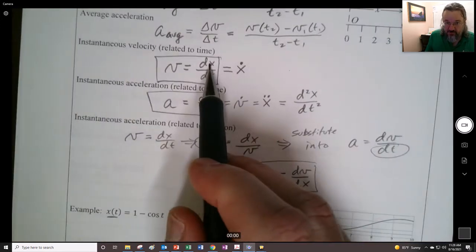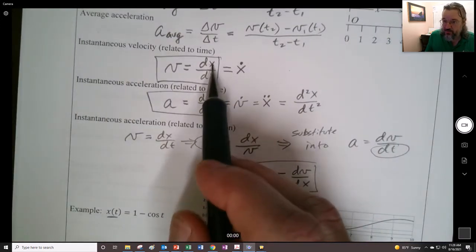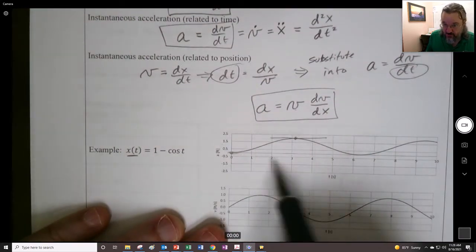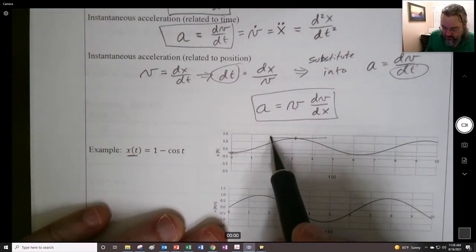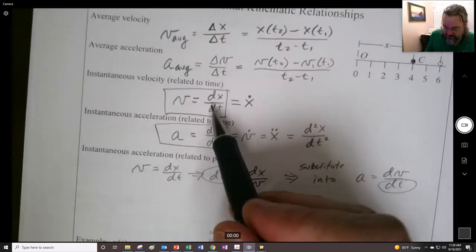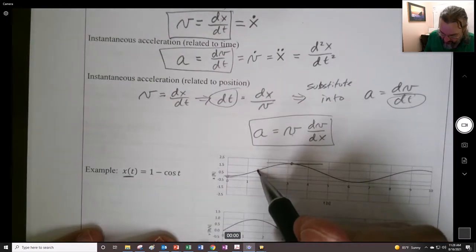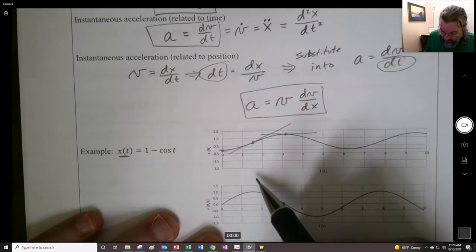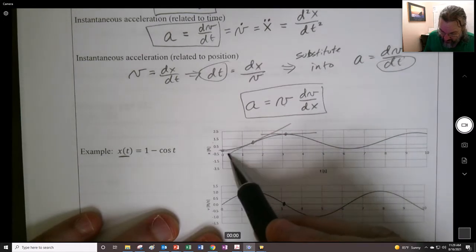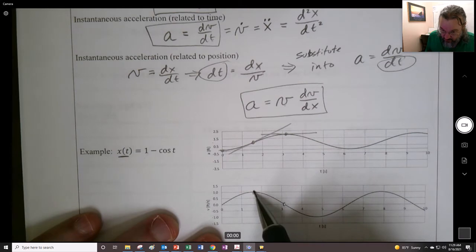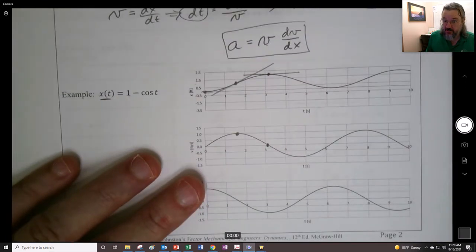Because remember, this right here is the slope of position with respect to time. Here is position with respect to time. So if we have something that's flat right here, this is always the slope. Like right there, here is the velocity. You can see that's where it's going to be a maximum, where the slope is a maximum. That's going to be a peak of the thing.